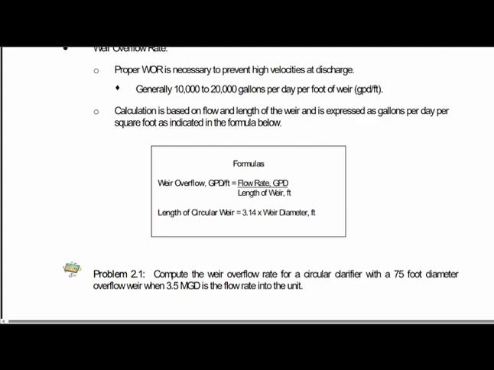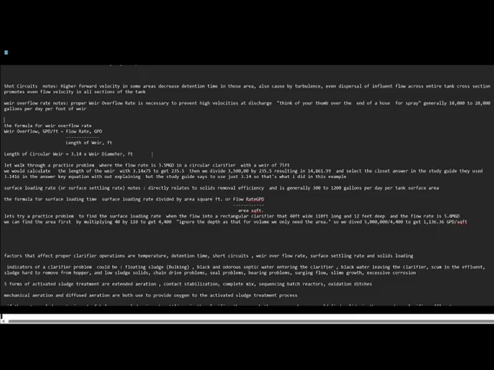All right, so let's go ahead and bring that up so we can run a problem over that. Let's walk through a practice problem where the flow rate is 3.5 million gallons in a circular clarifier with a weir of 75 feet. We would calculate the length of the weir for a circular one with 3.14 times 75 to get 235.5.